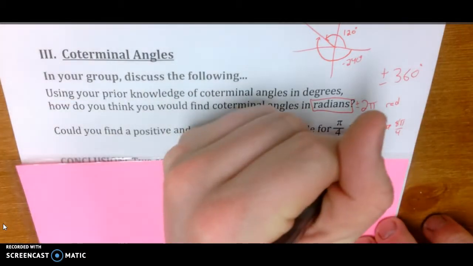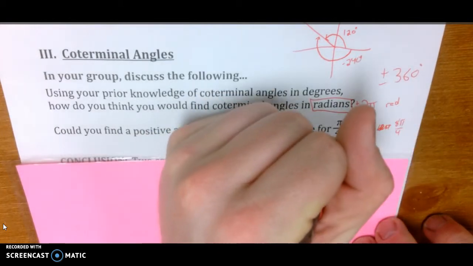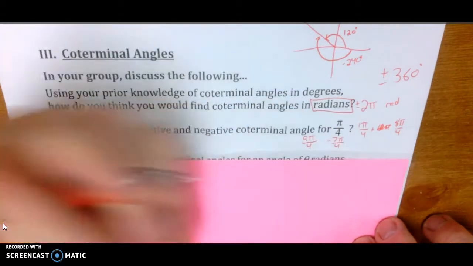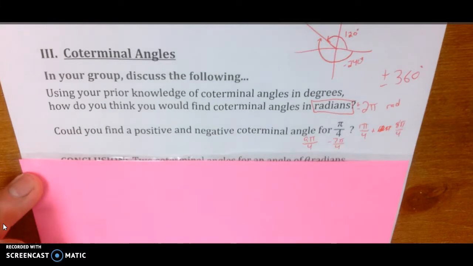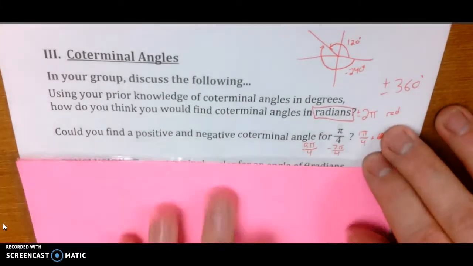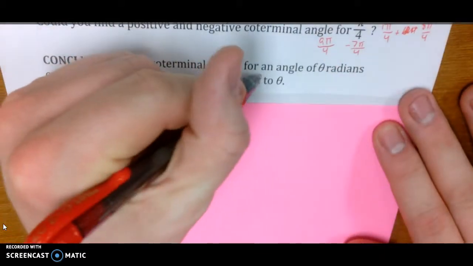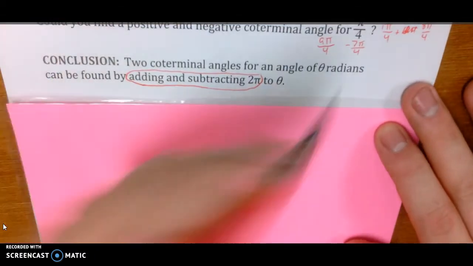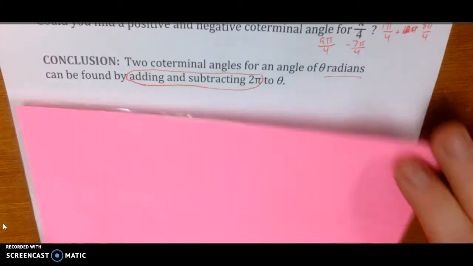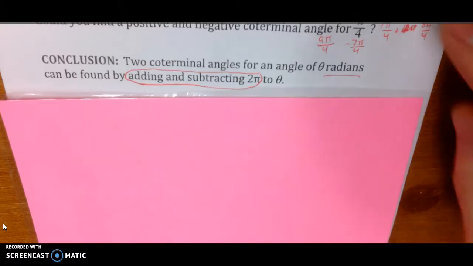Using that same line of logic, if I pretended that that was a subtraction sign, and I had 1 pi minus 8 pi, I'd get negative 7 pi over 4. So there we would have a positive and a negative coterminal angle in radians for pi over 4. So, big thing to take away from this is anytime you want to find coterminal angles in radians, you simply add or subtract 2 pi. That's it, and that is all. All we are doing is adding or subtracting 2 pi.